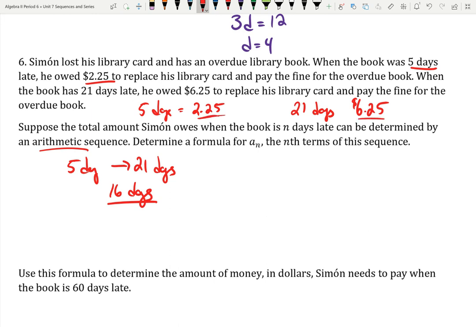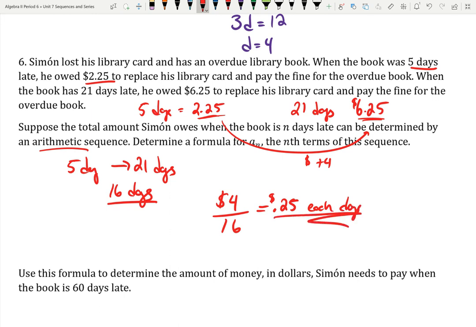We're actually finding the slope of this line here. Remember, arithmetic sequences are linear. We have to find that rate of change. What do I keep adding? Well, it went up $4, right? That's plus $4. So it went up $4 in 16 days. $4 in 16 days gives me 25 cents each day. 25 cents each day. That's my common difference here.